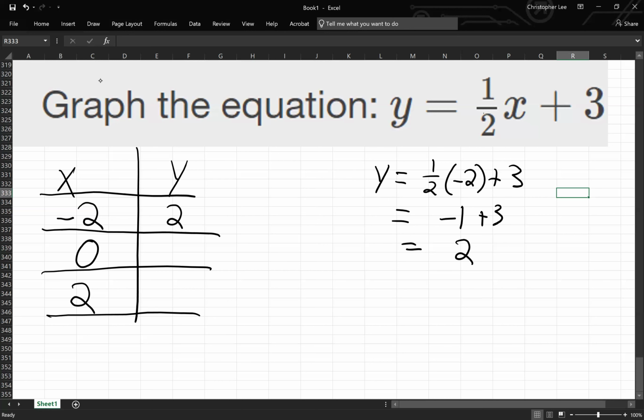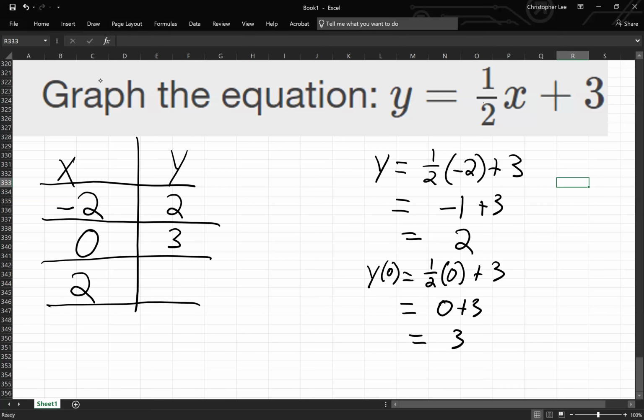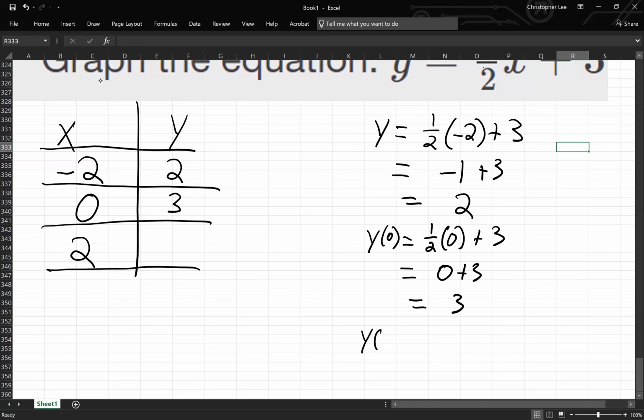So I want to do y of 0 is equal to 1/2 times 0 plus 3. This is going to give me 0 plus 3. Call that 3. And then same thing, right? I want to do y of +2. So this is going to be 1/2 times 2 plus 3. Let's call that 1 plus 3, which becomes what? 4. And that's it. Any questions on this?